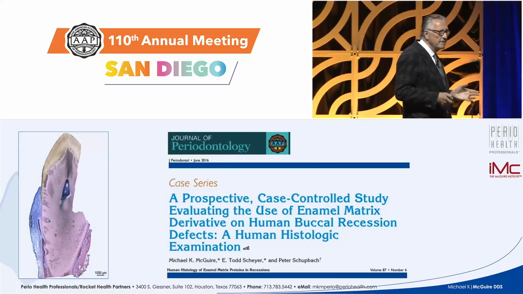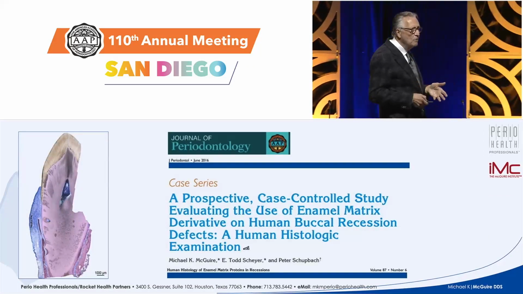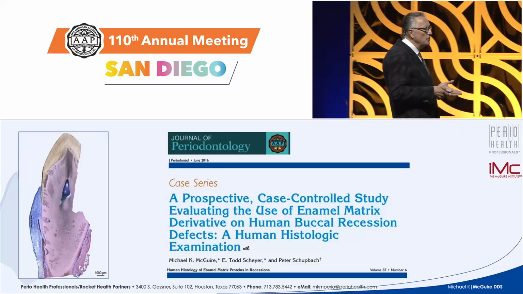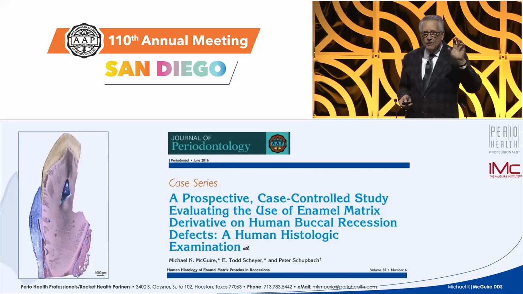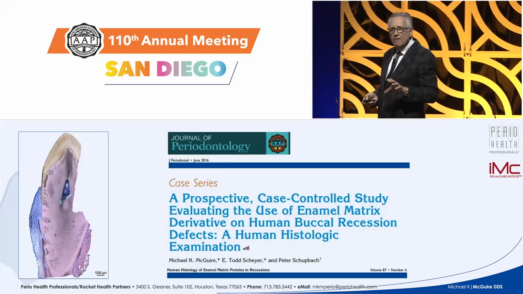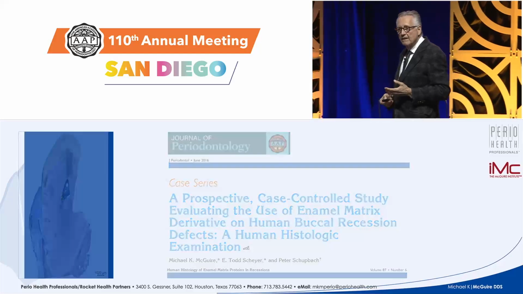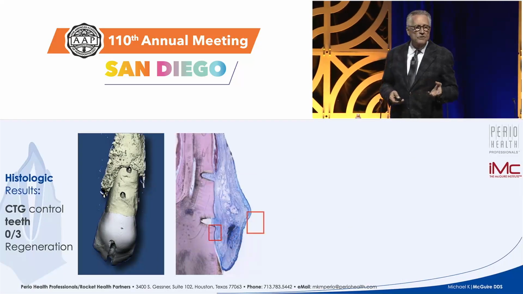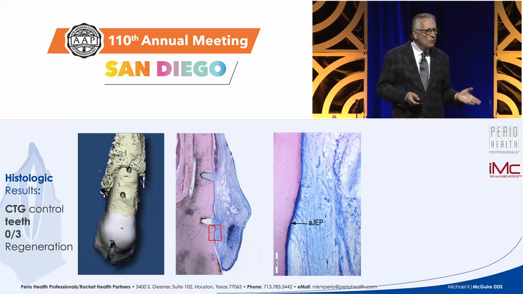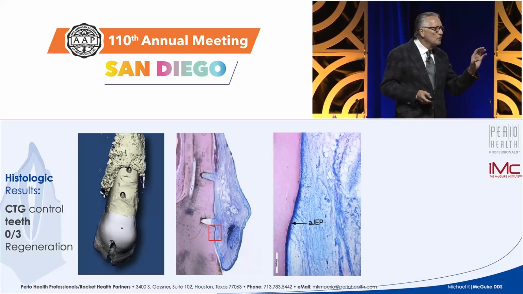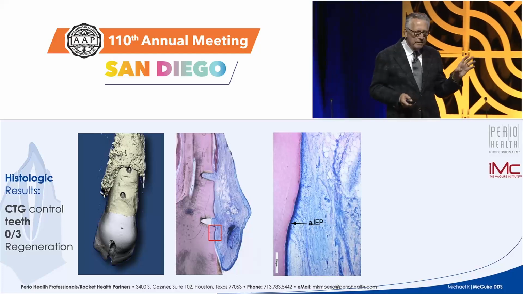Well, this is a biologic. Is there a value added? We know that connective tissue grafts are not going to create regeneration. But will we get that with a biologic? Is there a value added here? So this is the largest human histologic study that we published a number of years ago, looking at a biologic to cover previously denuded root surfaces.